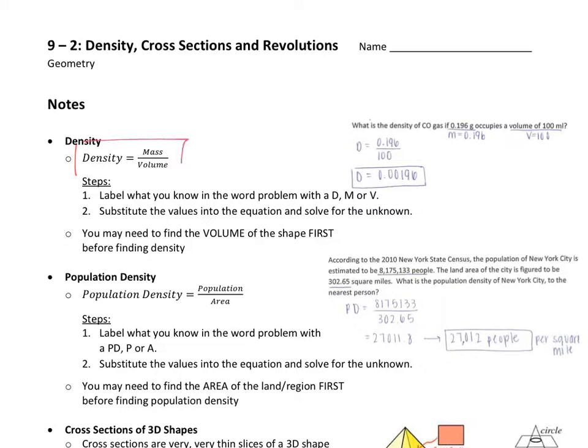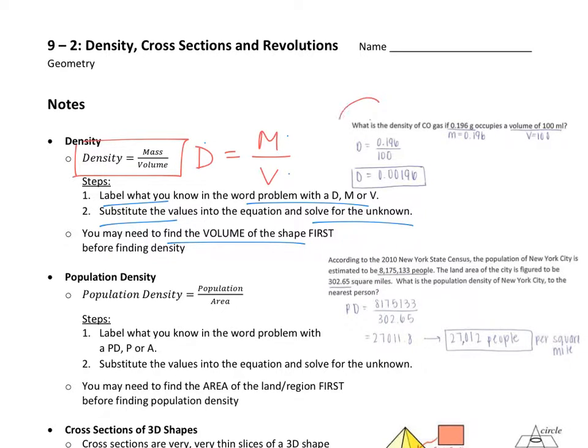For regular density, it's equal to mass over volume, and we can simplify this formula by saying D equals M over V. And you can kind of remember this as the DMV, Department of Motor Vehicles. Our steps here are to label what we know in the word problem as D, M, or V, and then substitute the values into the equation and solve for what you're missing. Sometimes you have to find the volume of the shape first though.